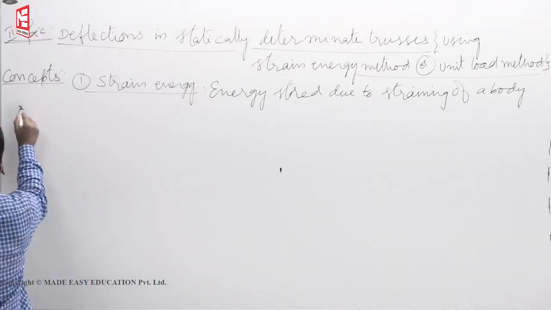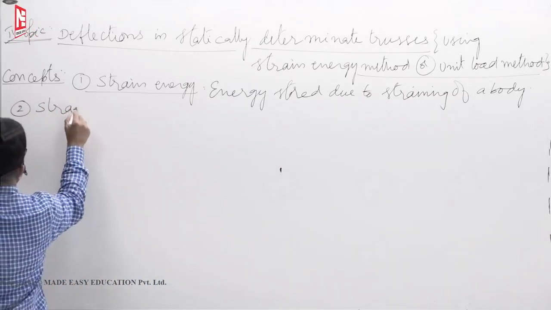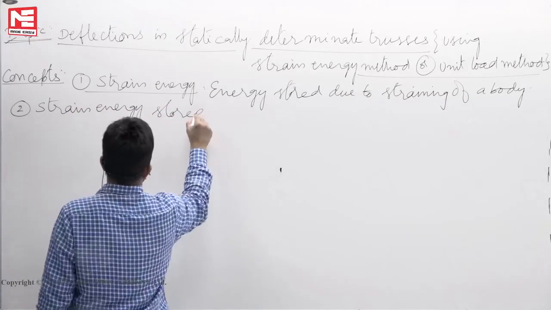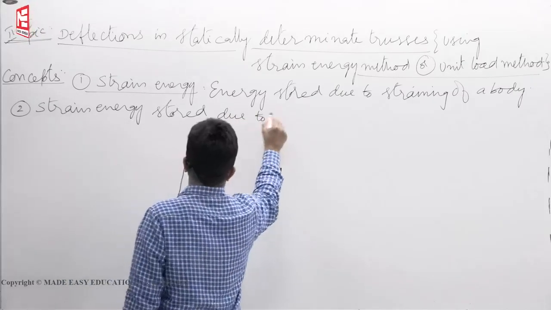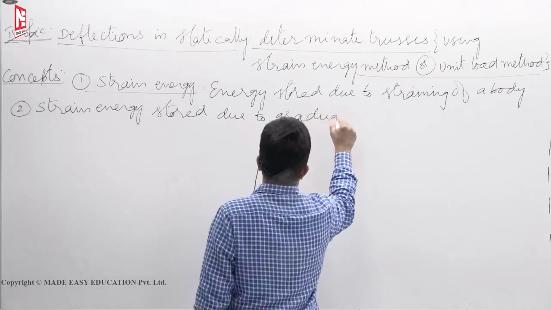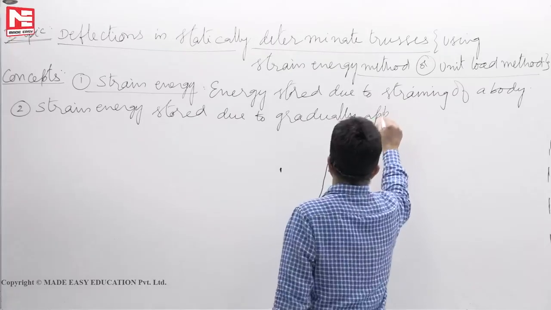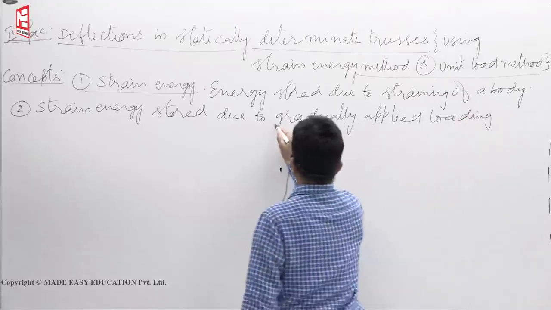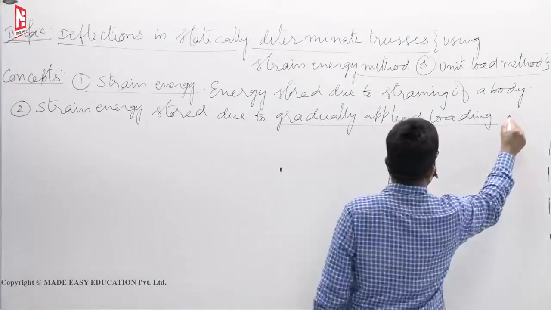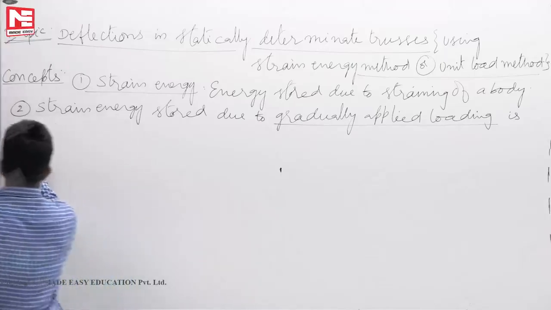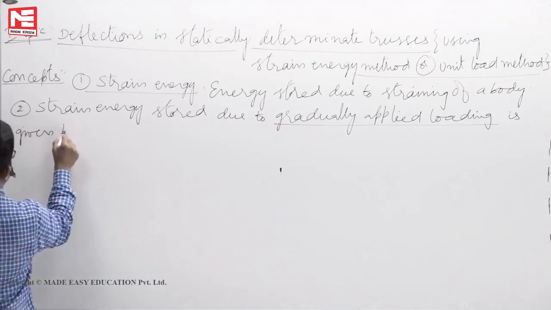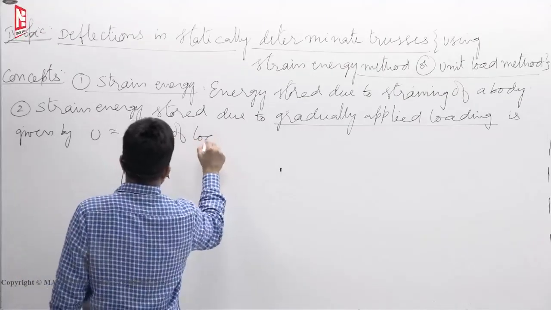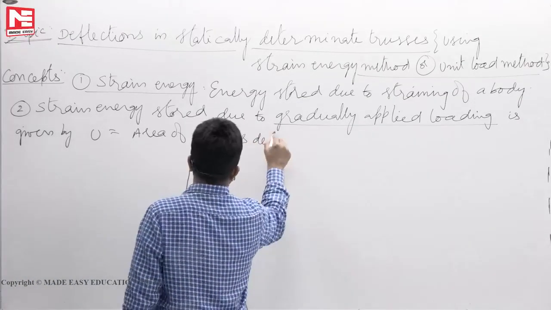Now, this is what you have studied. The strain energy stored due to gradually applied loading is given by U is equal to the area of the load versus deflection curve.